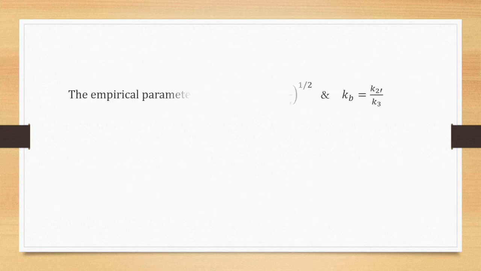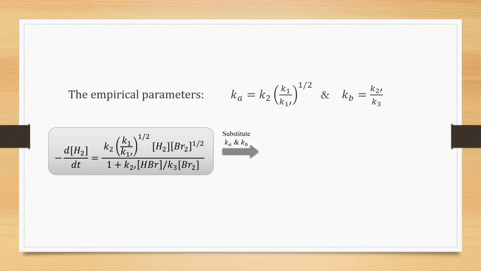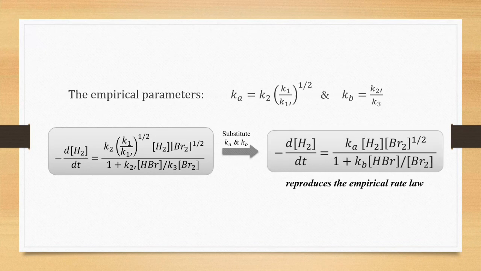The empirical parameters Ka equals K2 times K1 over K1 prime power 1 over 2, and Kb is equal to K2 prime over K3. So now we can substitute the Ka and Kb into the equation, and finally we reproduce the empirical rate law.